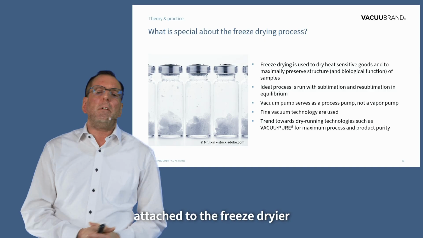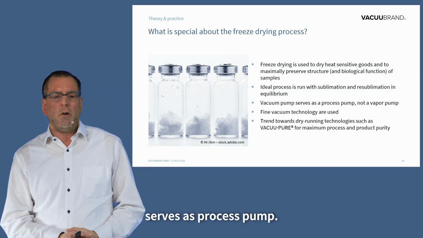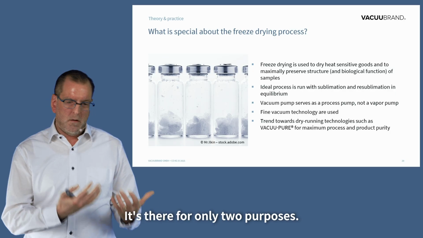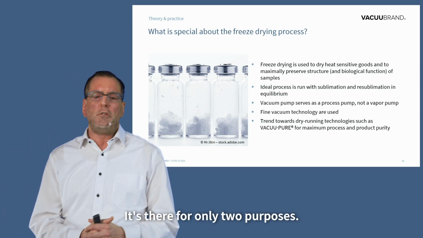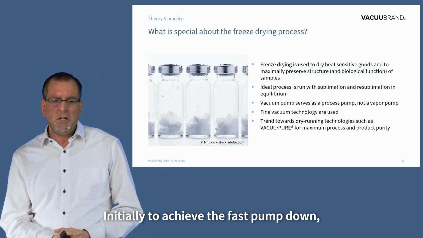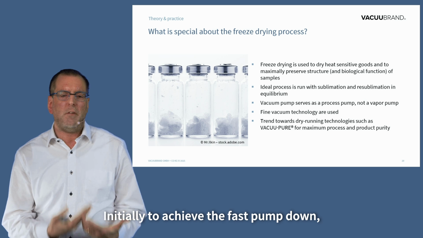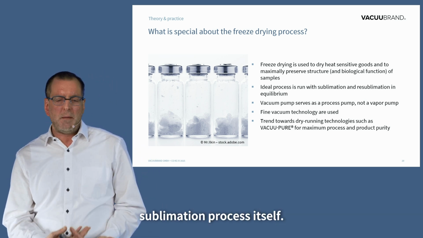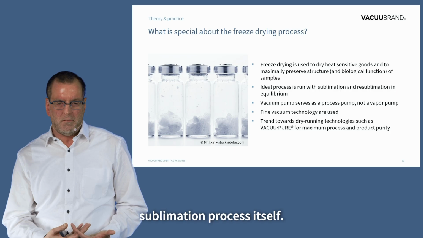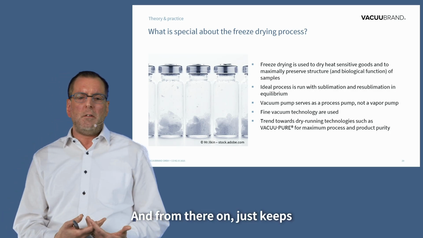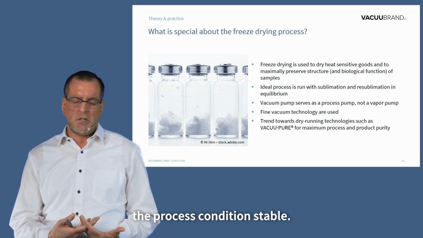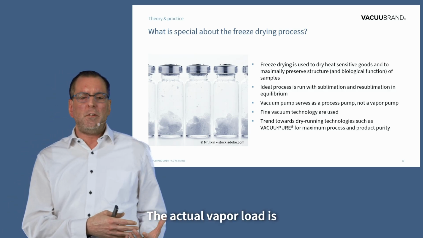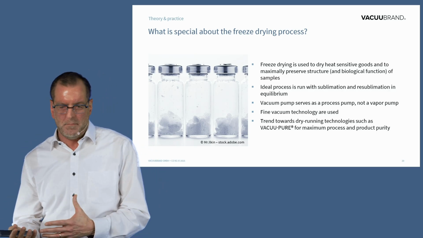The vacuum pump attached to the freeze dryer serves as process pump. It's there for only two purposes. Initially, to achieve the fast pump down, to achieve the sublimation process itself. And from there on, just keep the process condition stable. The actual vapor load is handled by the condenser.